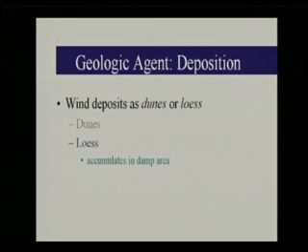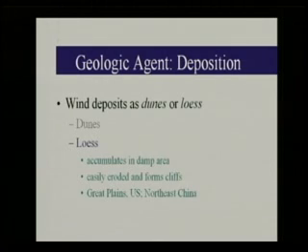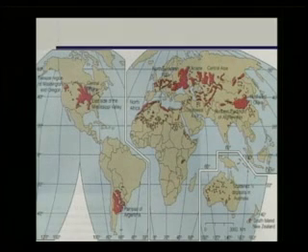Loess accumulates in a damp area, and it's easily eroded. It will form very steep cliffs. The particles here, if you look at them microscopically, they're angular, so they hold a very steep angle. In northeast China, the thickest and most extensive loess deposits reside, although we also see deposits in the Great Plains of the United States. Here is a map of loess deposits, and again, the largest deposits are in northeast China, where the green arrow is pointing.